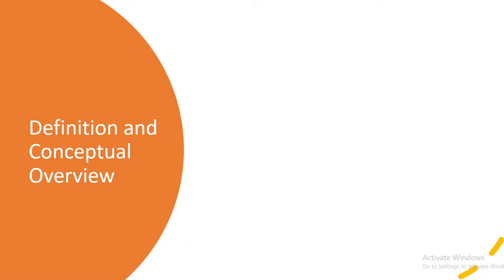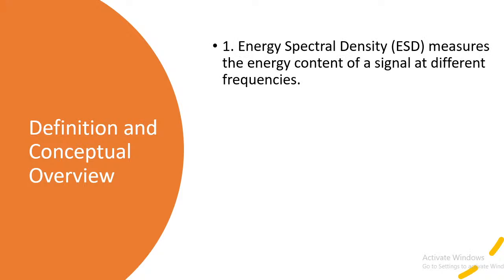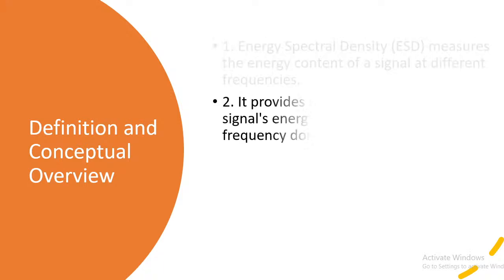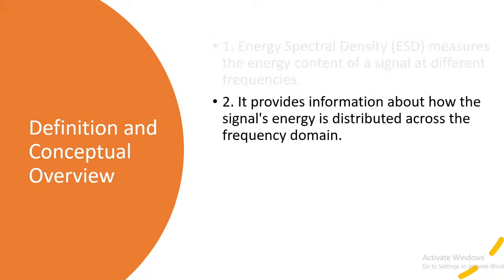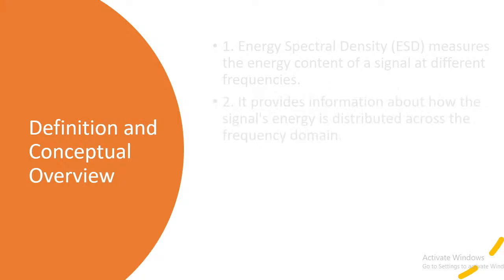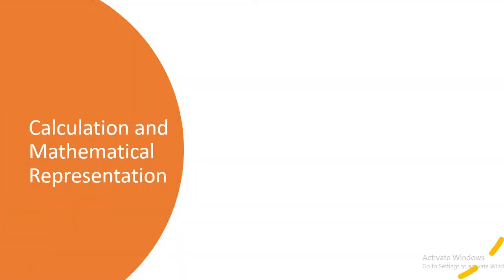Now we'll discuss energy spectral density. We'll come to its specific definition and have a conceptual overview of spectral density next. This ESD measures the energy content of the signal at different frequencies. This is the definition. Based on this definition, it will provide you information about how the signal's energy is distributed across the frequency domain. In the frequency domain, how the energy is distributed. So these are two important points.